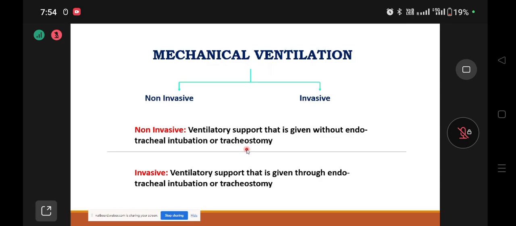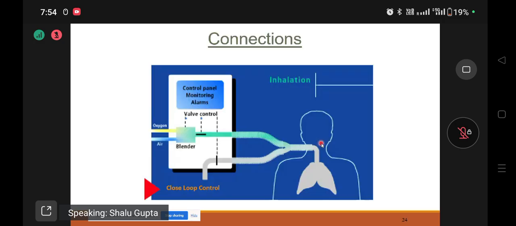So if we talk about mechanical ventilation, we know there are two types. We are not going into the details of these types, because this is a whole lecture in itself. So what we basically would be talking about is invasive ventilation, which is usually given through an endotracheal tube or tracheostomy tube, and non-invasive, which is not given through an endotracheal tube or tracheostomy tube.